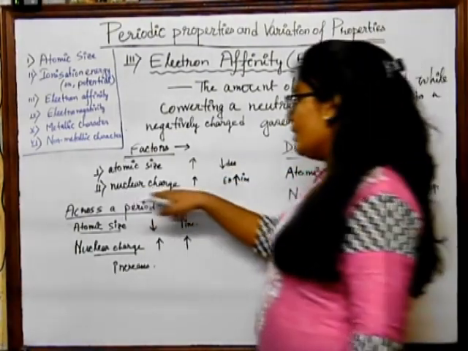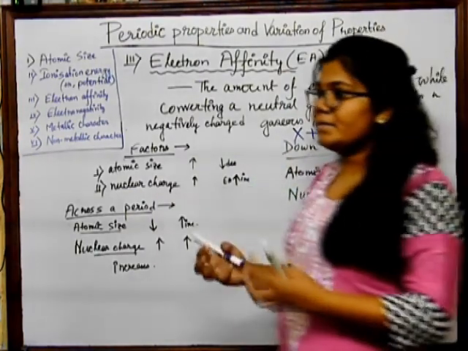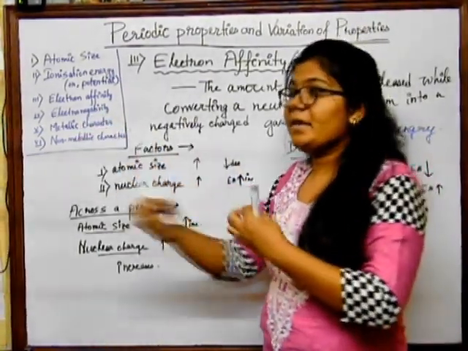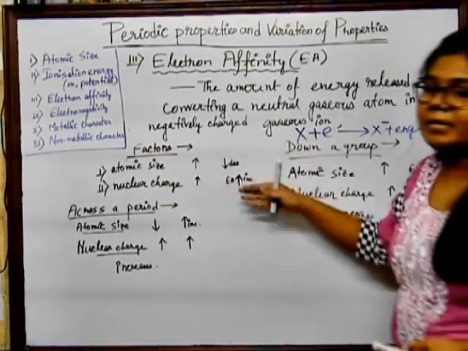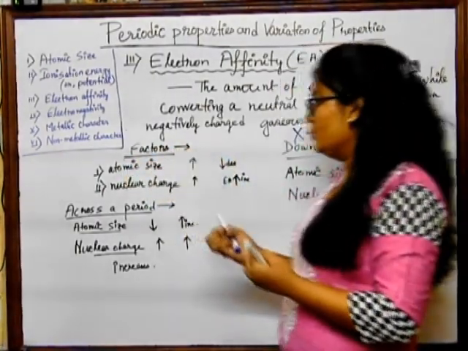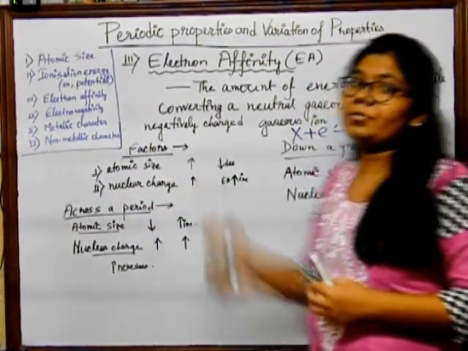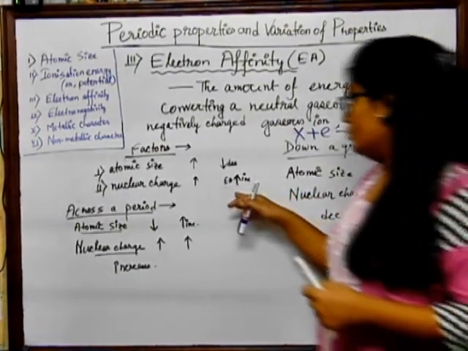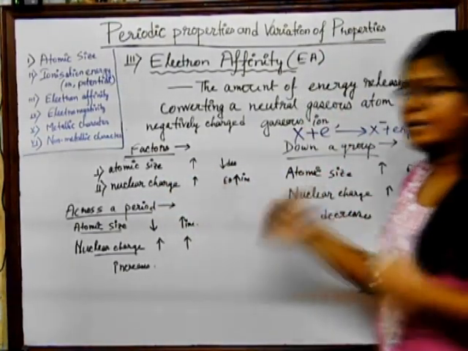Next, nuclear charge. If we keep increasing nuclear charge, it means the attraction of the nucleus to the electron keeps increasing. Means the electron affinity is also increasing. Affinity means the power of attraction. So then the nucleus will strongly attract the electron. Then we can easily add an electron to an atom.